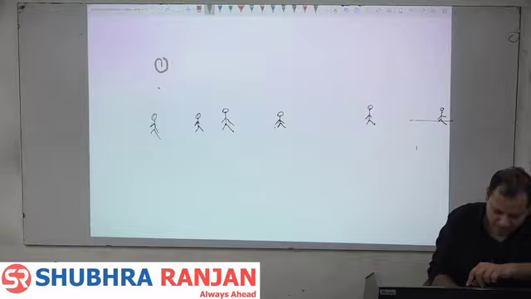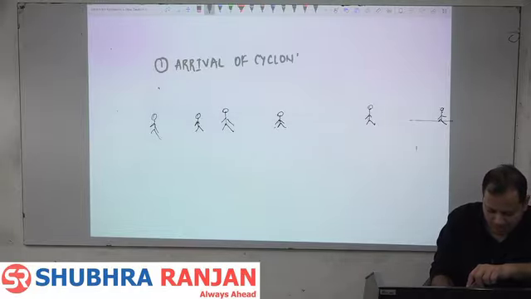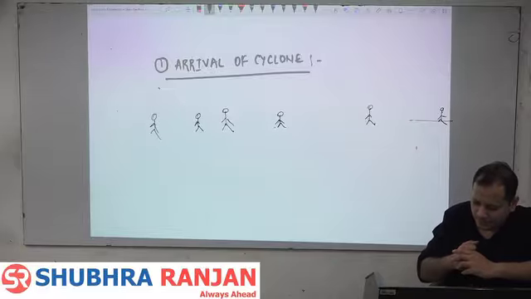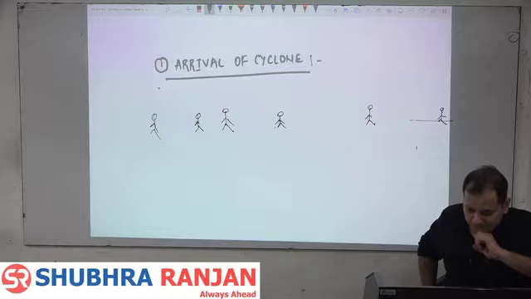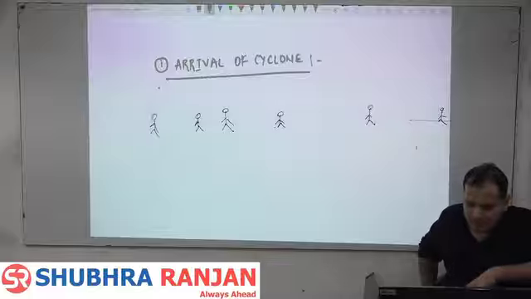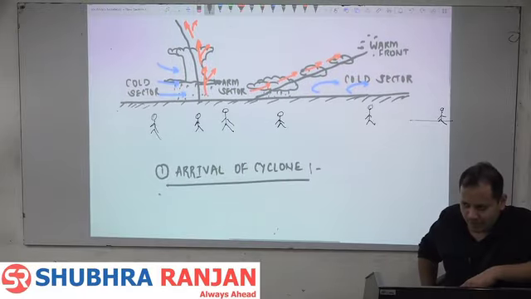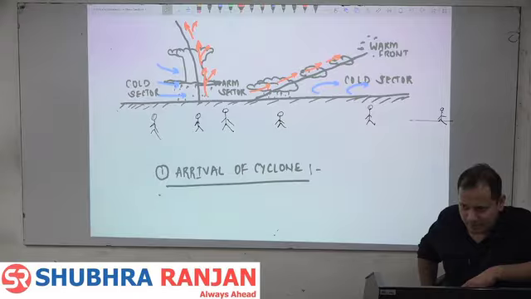First point, arrival of cyclone. Wind velocity decreases. Why does wind velocity decrease? The cold sector is coming, and cold air is denser and therefore there is more friction. Understanding?